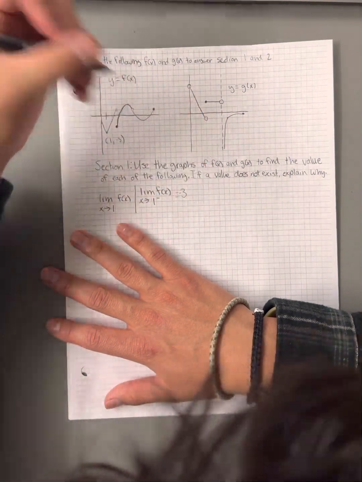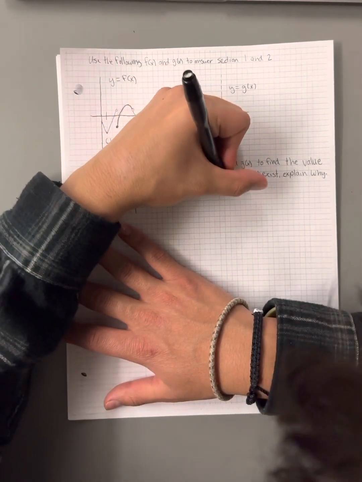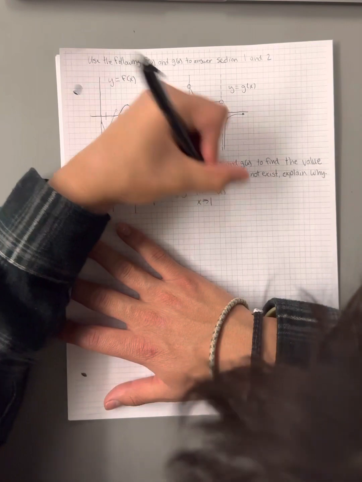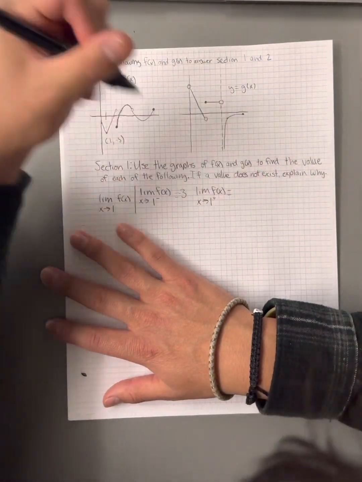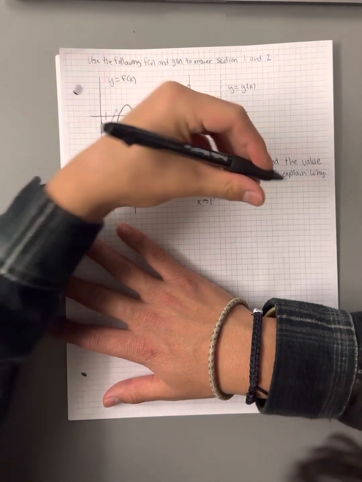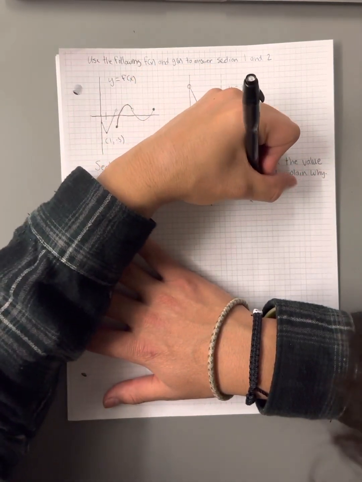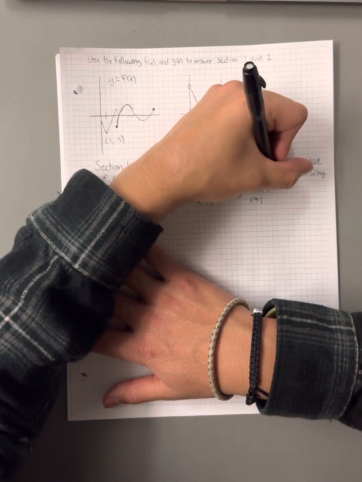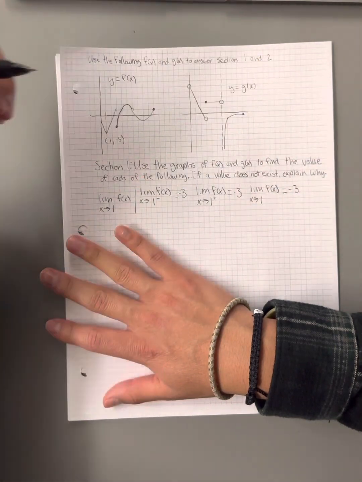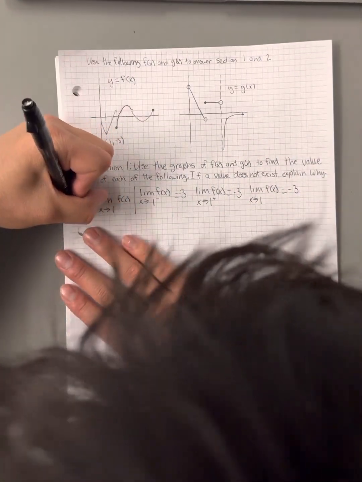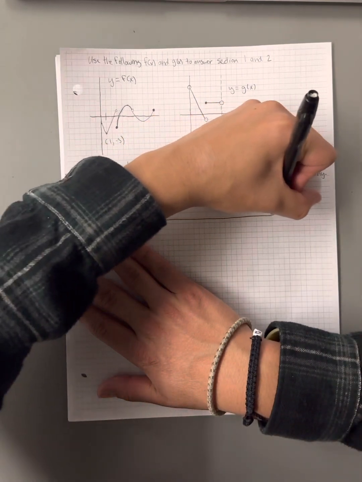equals -3. And now we're going to look at the limit of f of x as it approaches 1 from the right. So we're going to use a plus sign. Is -3. Look at that. So we can go ahead and say that the limit of f of x as x approaches 1 is equal to -3. There we go. But we're not done just yet.